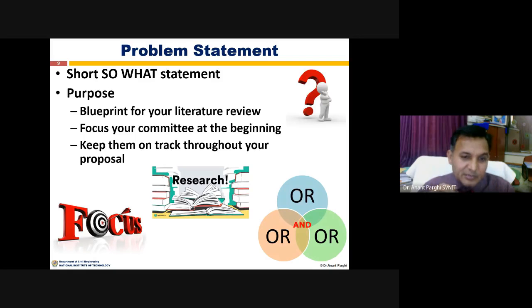Focus on your committee at the beginning. Who is your audience, who are your peers, who is going to evaluate your proposal? You need to keep that in mind and stay on track throughout your proposal. You should not change your track once you are writing your proposal. You should be focused on your particular research. There should also be clear uniformity of the sentences: whatever sentence you write, the next sentence should follow clearly. There should not be any gap from sentence to sentence, so everyone is on the same page.